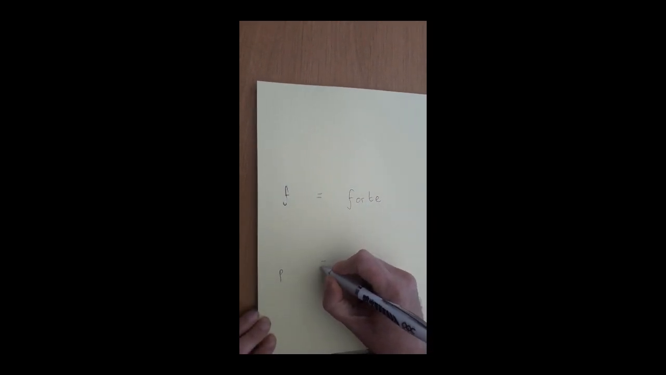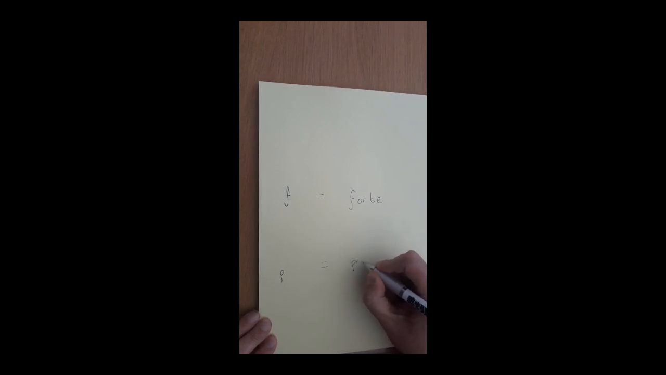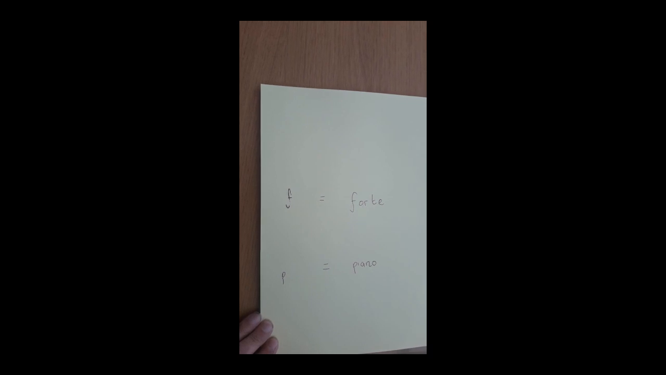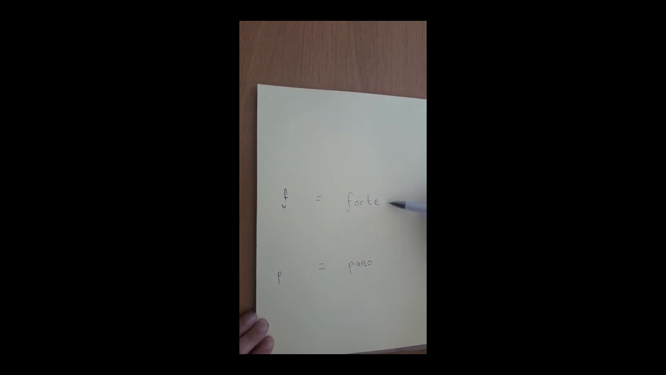The second one looks like this. It looks like it should say the word piano, but we're going to say it in an Italian accent, which is piano. So we've got two. One, which is forte, for loud, and secondly, piano for quiet. Forte for loud, piano for quiet.